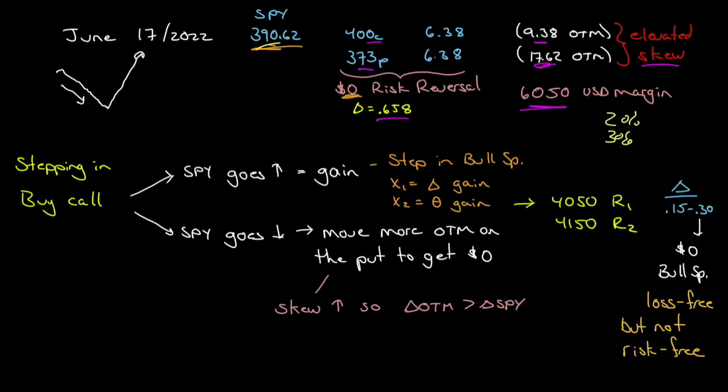You can either step into a risk reversal or step into a bull spread, or simply take profit. So you can step in, buy the call on day one. You're going to spend $638. If the index goes up, you already have a gain. If the index goes down, you can move more out of the money on the put to get a zero cost. So right now the 373 put is 638. If you buy the call and the market drops, you can go deeper than 373 to find a put for 638, because all you have to do is cover off the cost.